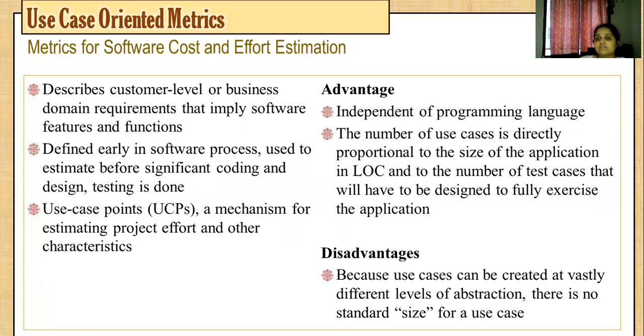Now, disadvantage is that use cases are created at different levels of abstraction. So if I just keep a use case account management, then account management can be you are either deducting money, you are adding money, you are just checking balance. So if I'm not showing these things in detail, if I'm just showing account management for banking, then I won't be able to give a complete estimation of the size of my software.